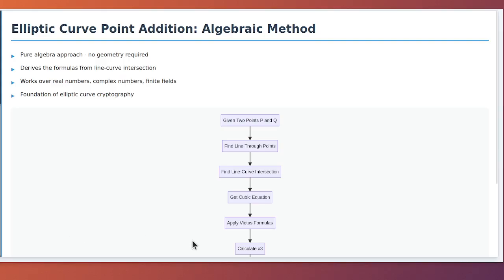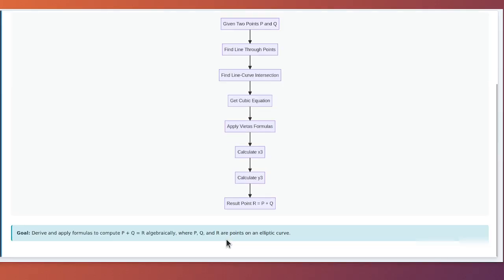Point addition is the fundamental operation that makes elliptic curves useful for cryptography. When we add 2 points P and Q on an elliptic curve, we get a third point R, which is also on the curve. The geometric interpretation involves drawing a line through P and Q, finding where it intersects the curve a third time, and then reflecting that point. But how do we actually calculate this?